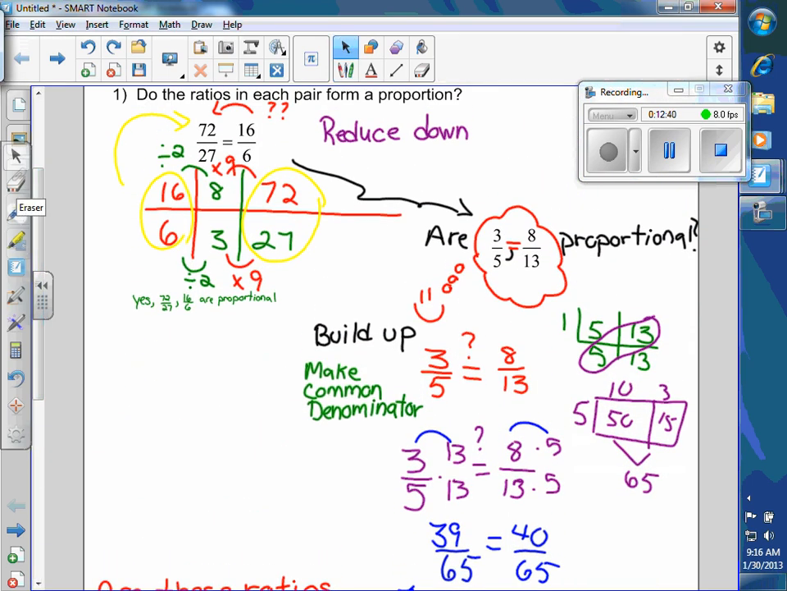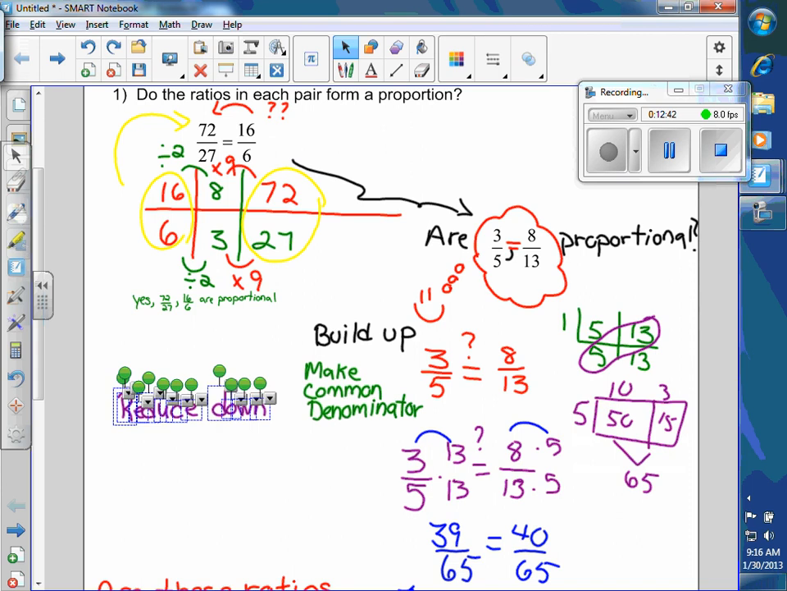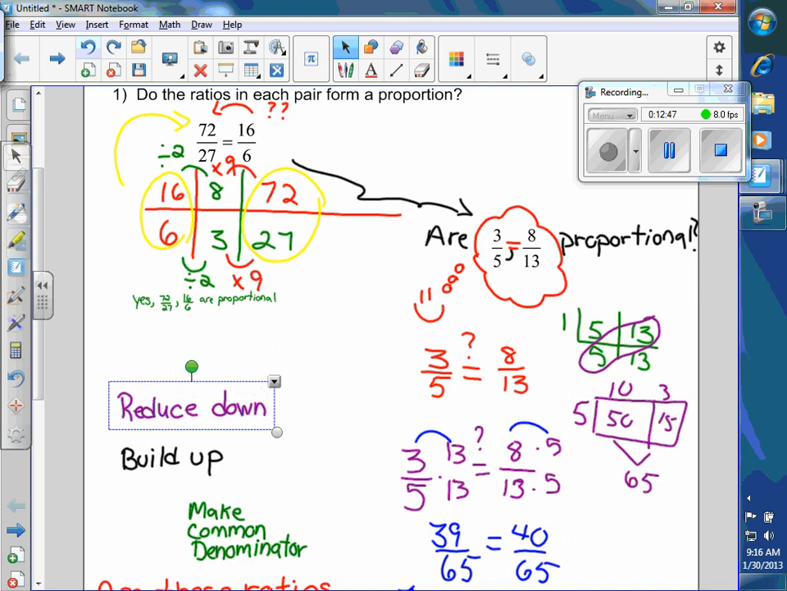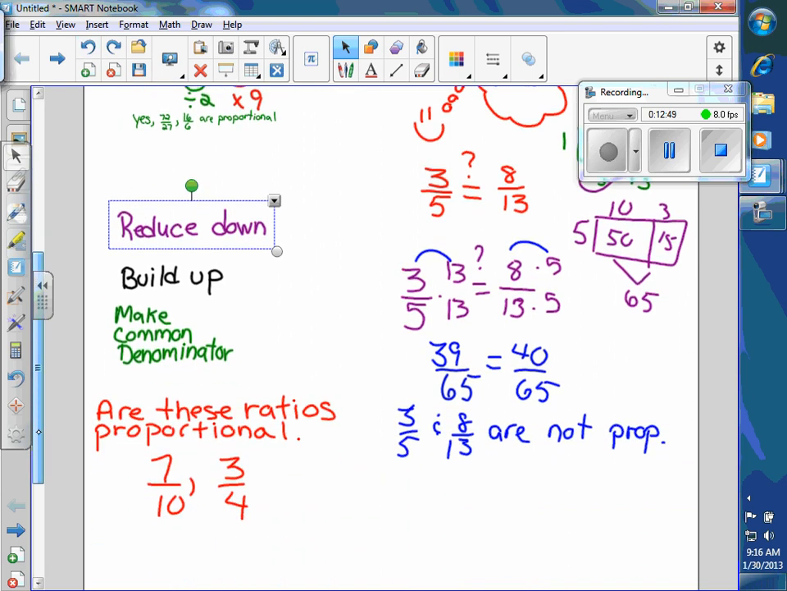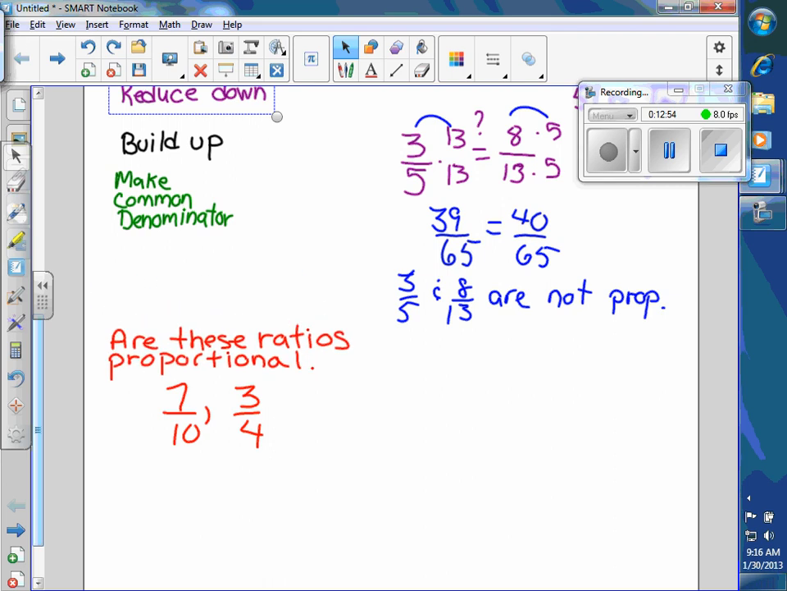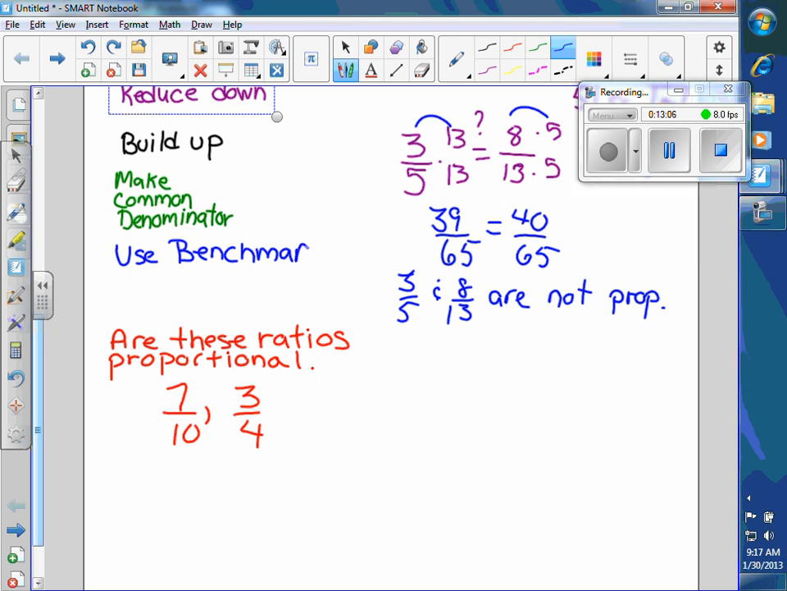So that was our first thing. You always want to see if you can reduce down. Maybe you want to think about, can you build up? Maybe you want to make a common denominator. Or maybe you want to use benchmark fractions. Those are really your 4 options. You don't have to use all 4 things. These are your strategies. If you can use benchmark fractions, that's quick. We don't ever want to stop using benchmark fractions.